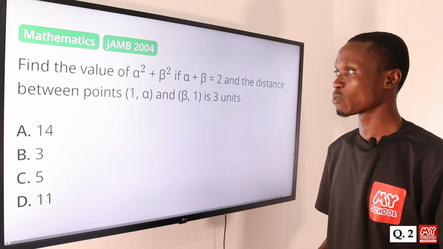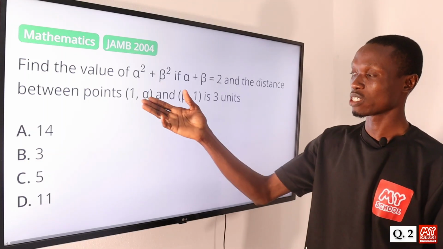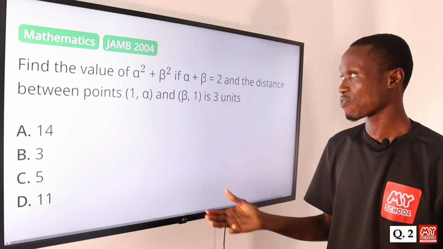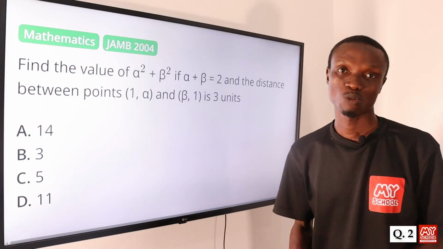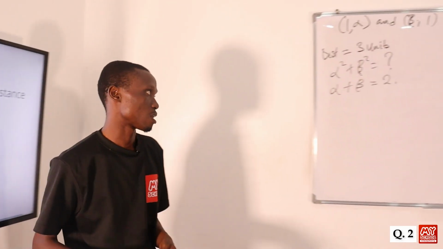Question 2. Find the value of alpha squared plus beta squared if alpha plus beta is equal to 2 and the distance between the points, so these are the coordinates of the points, 1 and alpha, and beta and 1, is 3 units. So let's move over to the board to provide the answer to this question.